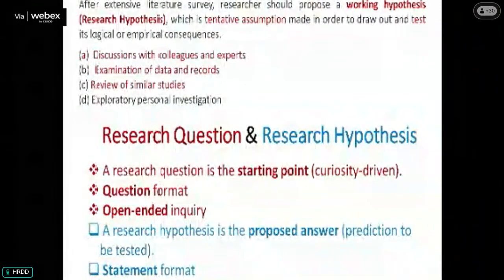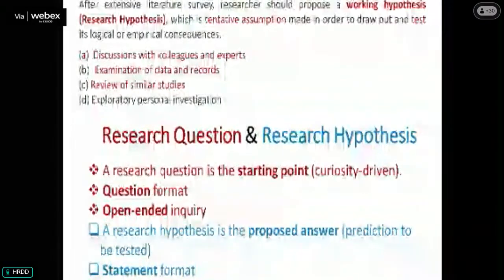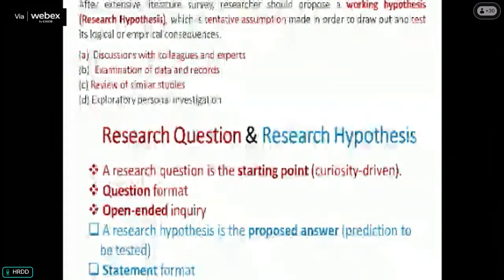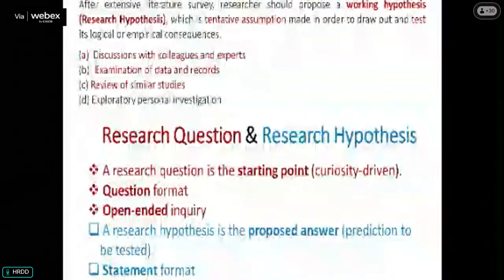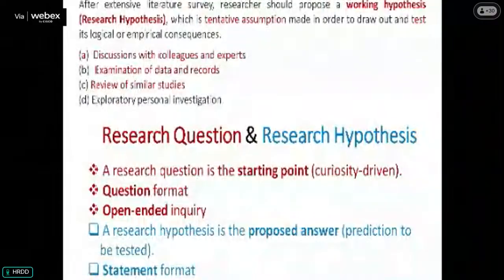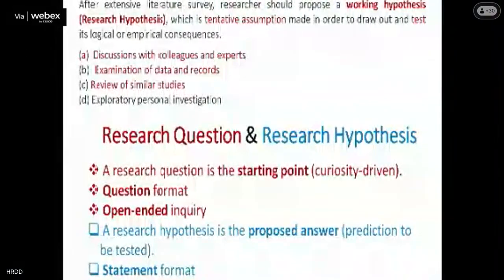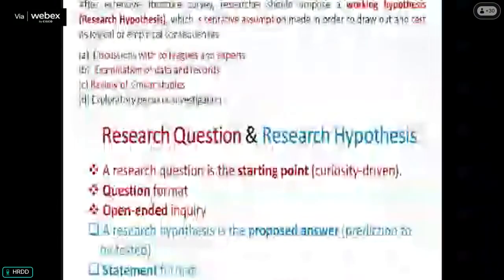Okay, we understood the difference between the research question and the research hypothesis. The research question is a starting point. If you do not have a question, you will not be able to propose a hypothesis. The question is curiosity driven and open ended, but you cannot do open-ended research. We have to close down. And there is a proper question, meaning there is an option for a test. So that's what you do. You test throughout your research.